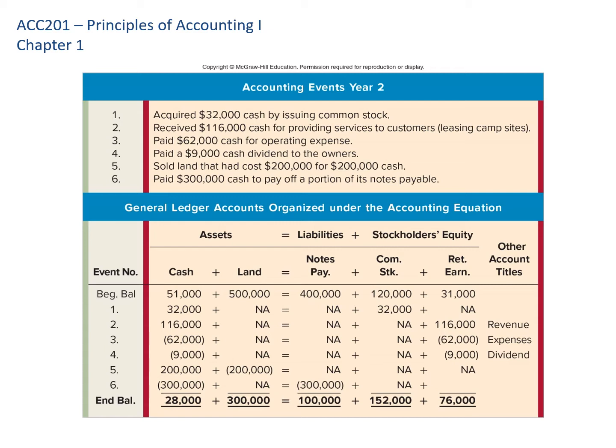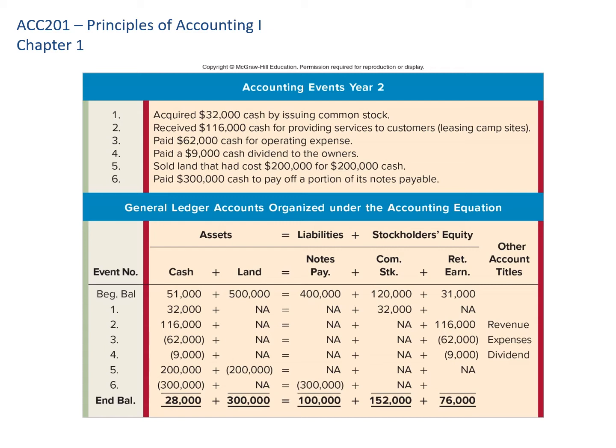So again, cash is leaving the business, so cash decreases, and the note payable decreases. That's an asset use transaction. Both sides go down. And then I total my columns. So I've got 28,000 in cash, 300,000 in land, 100,000 remaining payable on my note payable, 152,000 in common stock, and 76,000 in retained earnings.